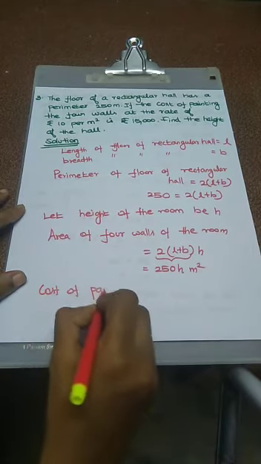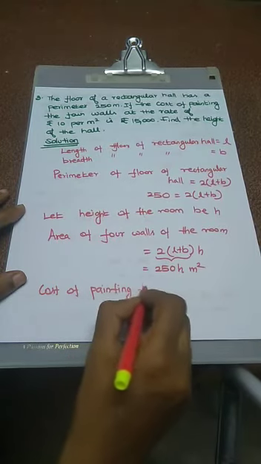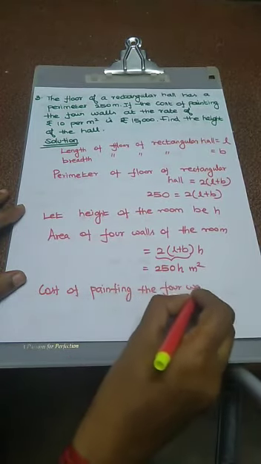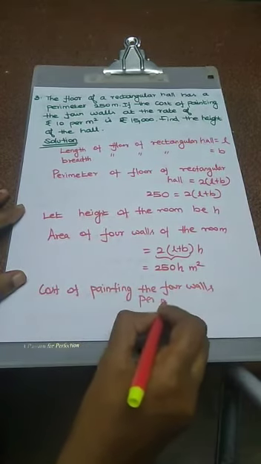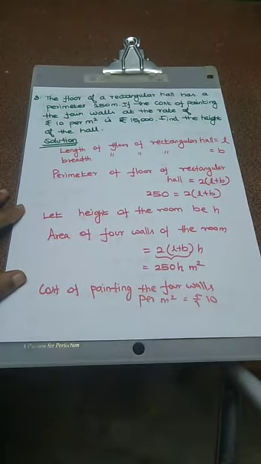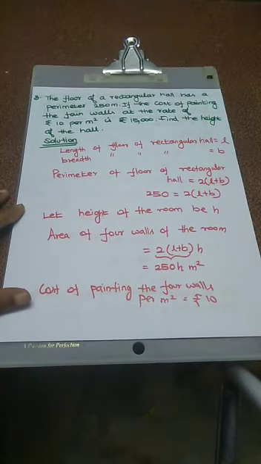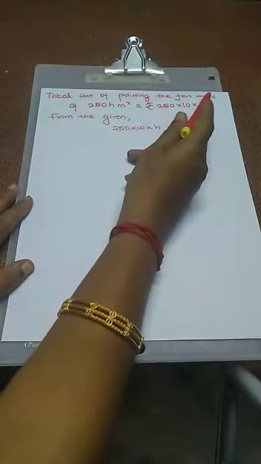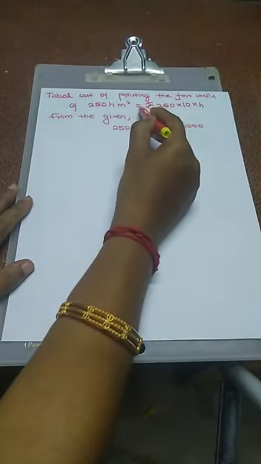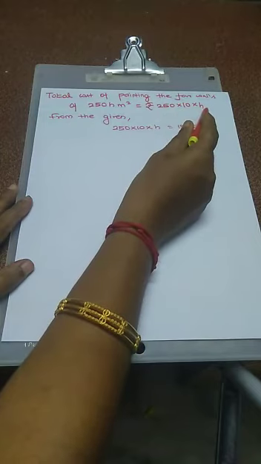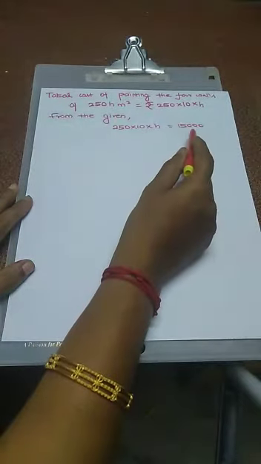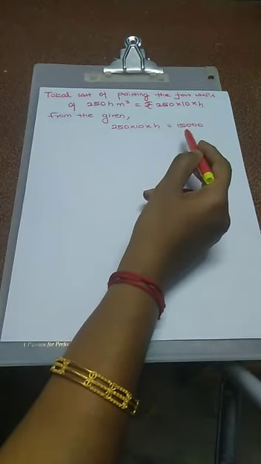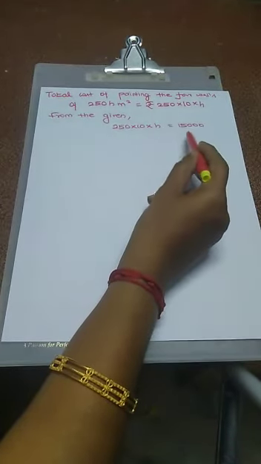Cost of painting per meter square is equal to rupees 10. This is also given. We just equate the value. Total cost of painting the 4 walls of 250H meter square is equal to rupees 250 into 10 into H. From the given, the whole value is actually 15,000. We just equate the value. 250 into 10 into H is equal to 15,000.